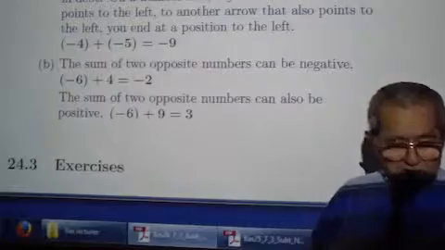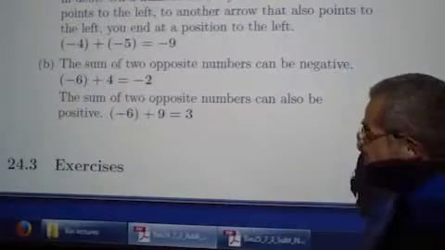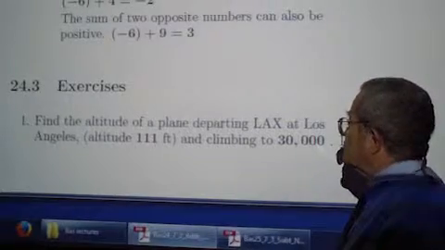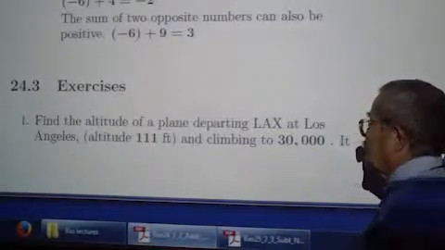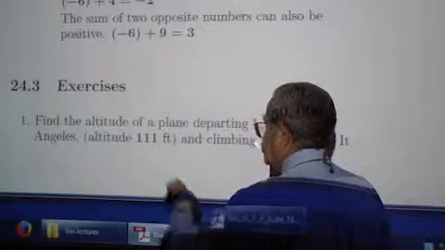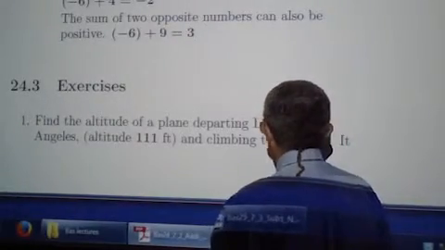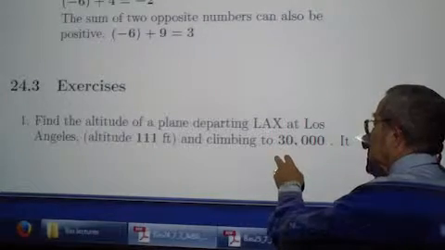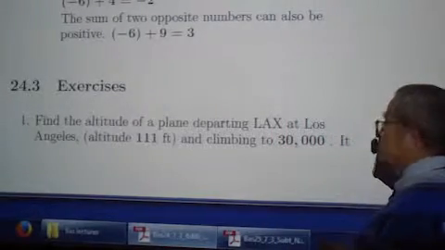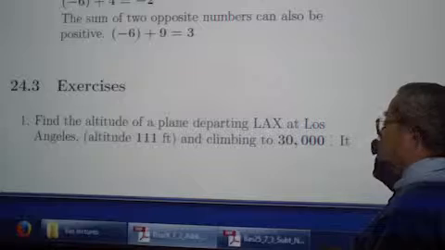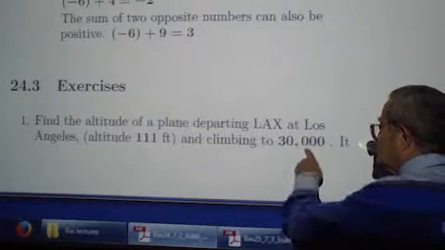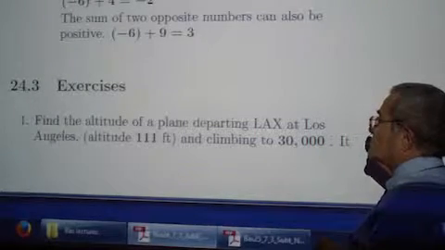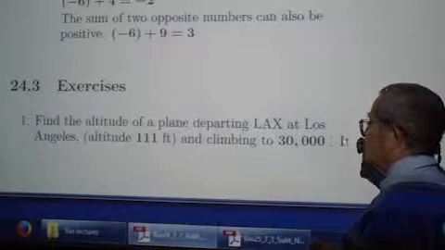And then I wanted to give you some exercises. You want to find the altitude of a plane departing LAX at altitude 111 feet and climbing to 30,000 feet. Find the altitude of the plane. So this is the change in altitude. What is the question? Find the altitude of the plane.